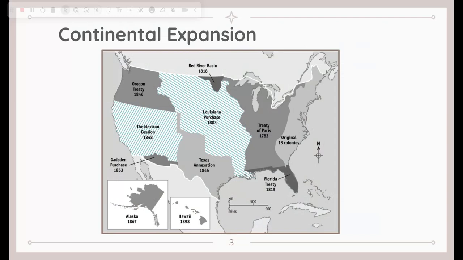Key events included the Louisiana Purchase of 1803, the annexation of Texas, which occurred in 1845, the Treaty of Oregon of 1846 between Britain and the USA, and the Mexican War of 1846 to 1848, which resulted in the Treaty of Guadalupe Hidalgo. These events increased U.S. territory significantly. After this, the USA reached the Pacific Ocean and had gained all the territory that made up the contiguous 48 states.